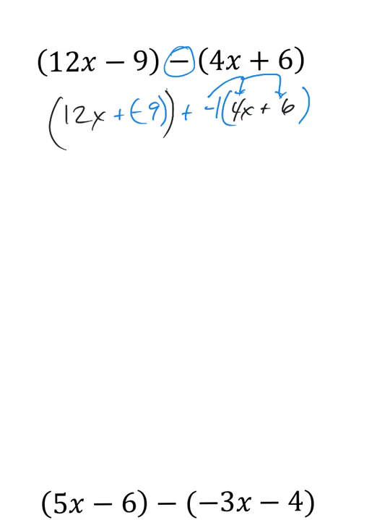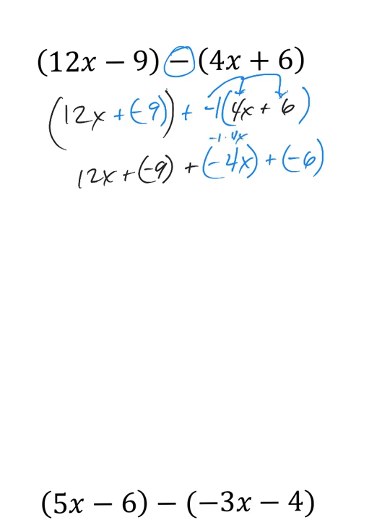So as I rewrite this, I have 12x plus negative 9 plus the negative 1 times 4x gives me negative 4x plus the negative 1 times the 6 gives me negative 6. So this was negative 1 times 4x plus negative 1 times 6.